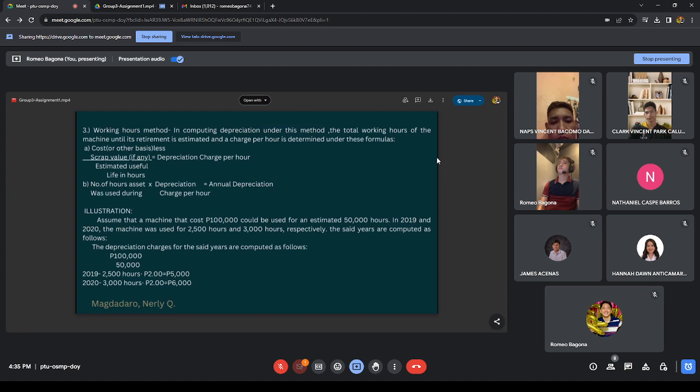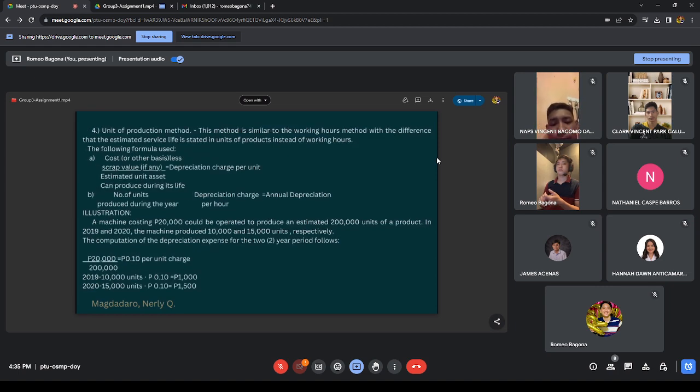So in the year 2019, we have 2,500 hours times its depreciation charge per hour, 2 pesos, equals 5,000 pesos. In the year 2020, we have 3,000 hours times the depreciation charge per hour, 2 pesos, equals 6,000 pesos, which is its annual depreciation. So this is how the working hours method works.